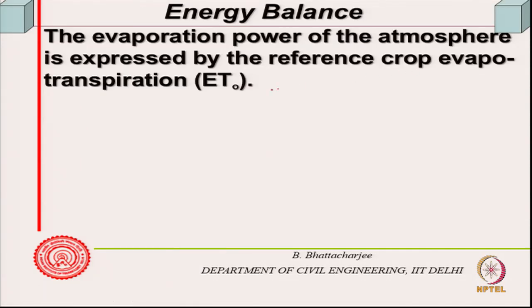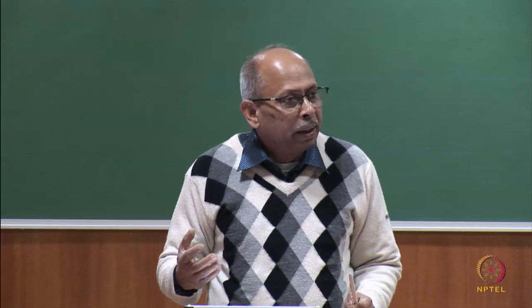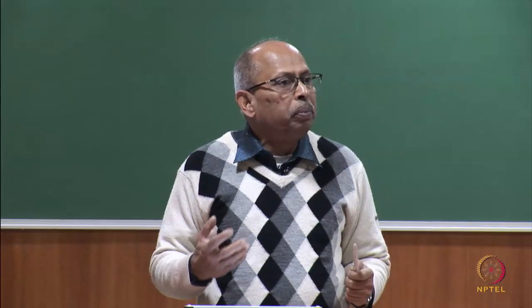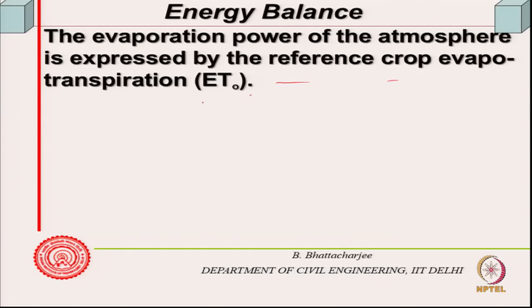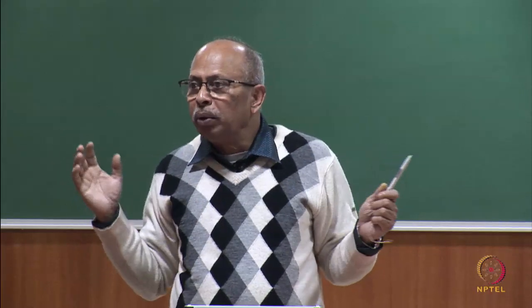The evaporation power of the atmosphere is expressed by what is called reference crop evapotranspiration. Now, this has been modeled. Agricultural engineers have actually done it. They take a crop reference, crop evapotranspiration. As we shall see, if you apply this model, you can compute the likely relative humidity change because of the green trees around a place.